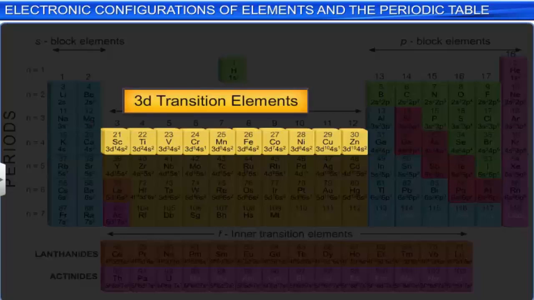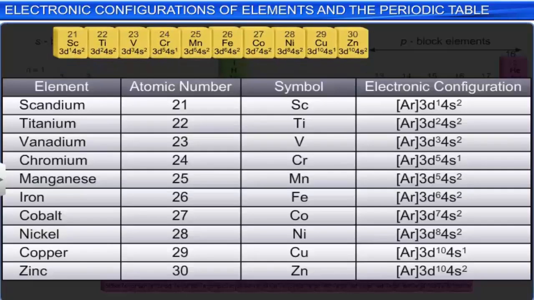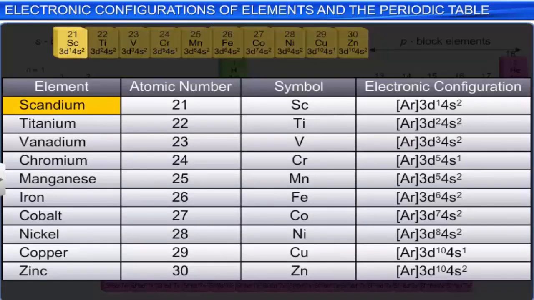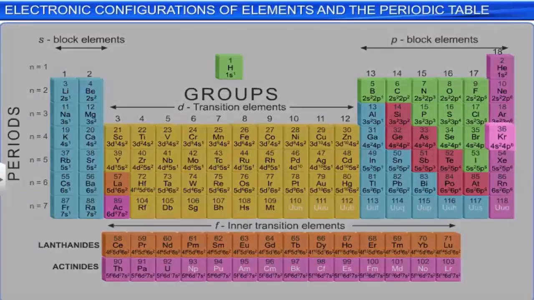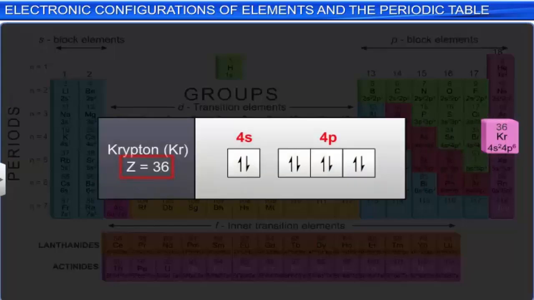The first element in the 3d series, scandium, has an electronic configuration 3d1 4s2. The last element in this series is zinc, having an electronic configuration 3d10 4s2, wherein the 3d orbital is completely filled. The fourth period ends with the element krypton with atomic number 36 and completely filled 4p orbitals.